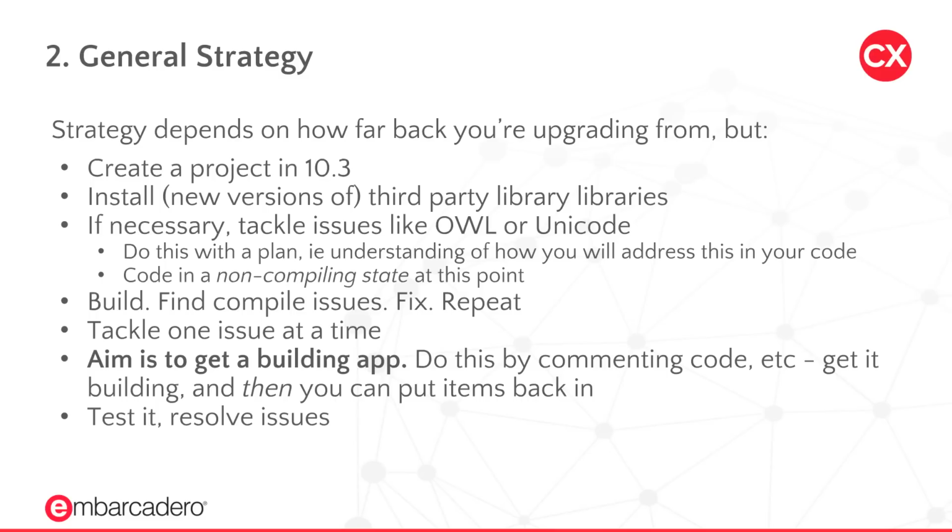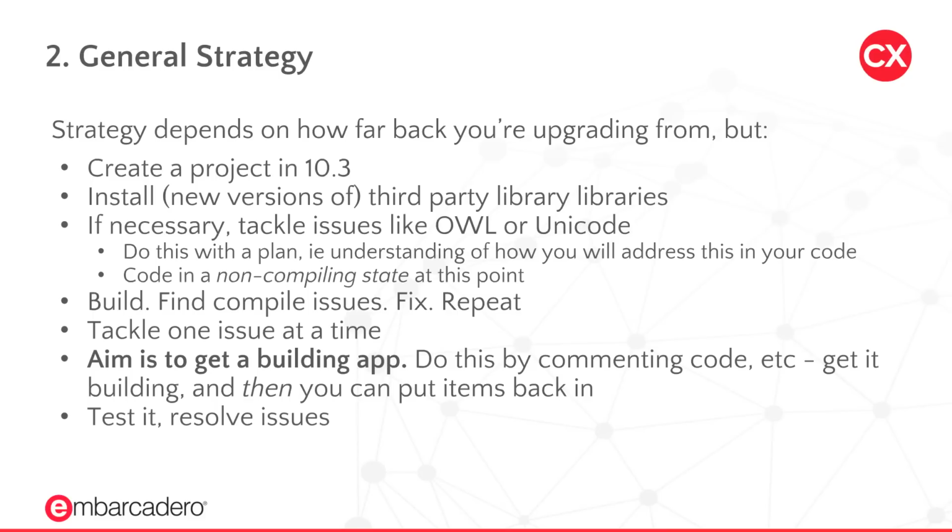Now, the goal is to get a building app. So when you have a large code base and you may have several issues, for example, let's suppose that you have an app that uses OWL for its user interface instead of VCL, and it's pre-Unicode, and you're going all the way up to 10.3 Rio, you have two significant items there. Well, the best way to approach that is to do it one by one. Don't try to do two big things in parallel. Have a plan for how you're going to do it and tackle each one of these issues on its own. And then when you add those together, you'll be fully migrated.